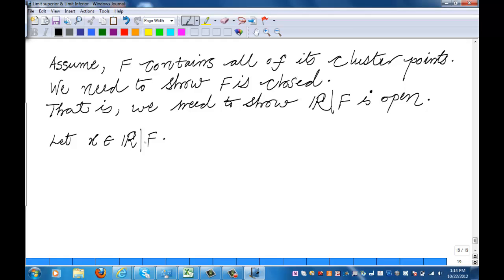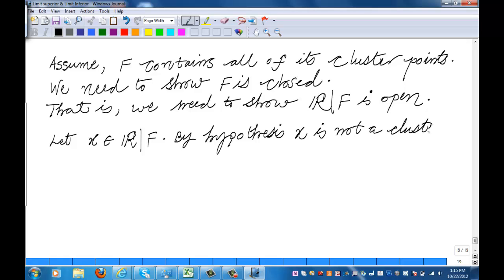So what do we know about F? F contains all of its cluster points, right? Every cluster point of F is inside of F. So since X is not in F, X cannot be a cluster point, right? So by hypothesis, X is not a cluster point of F.